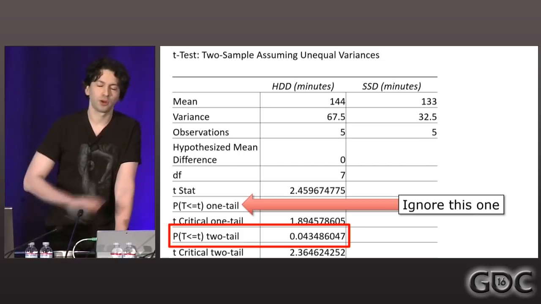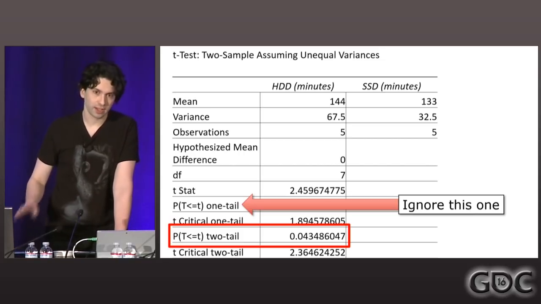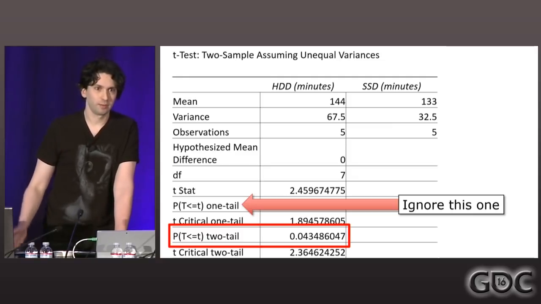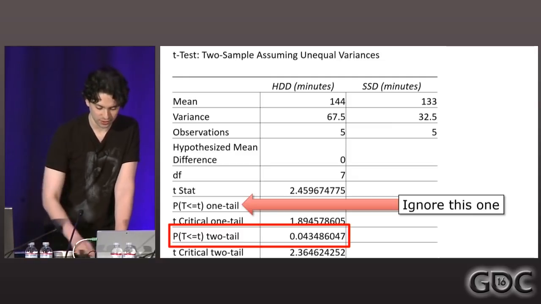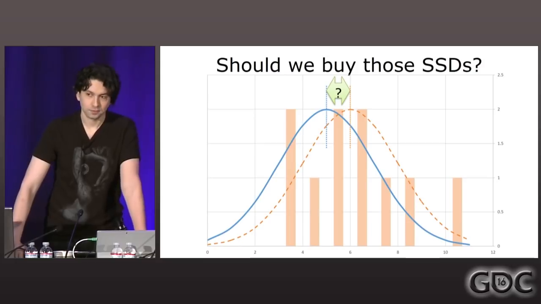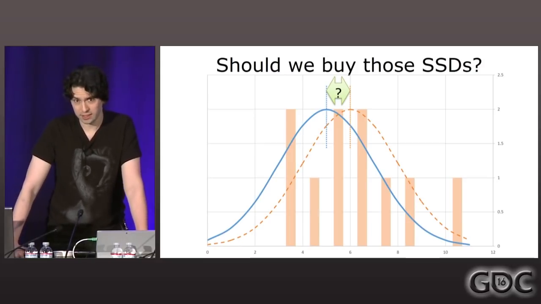You would only use that number if you were absolutely positive, without doubt, that SSDs could only build faster and not slower. But you never know that ahead of time. If you did, you wouldn't need to be doing the statistics. So always use the 2 tail value. Now, should we actually buy the SSDs?